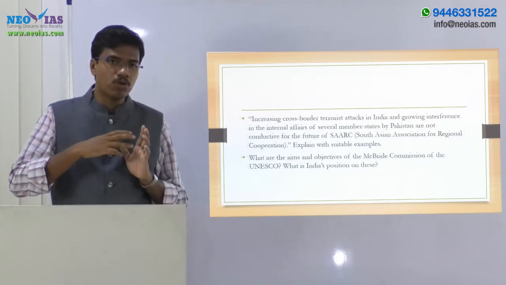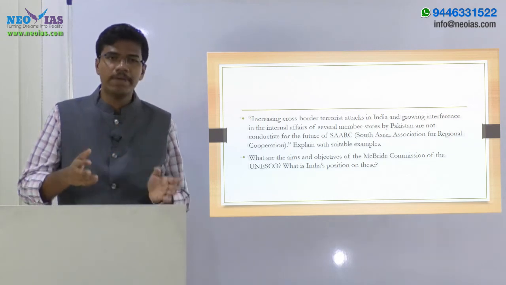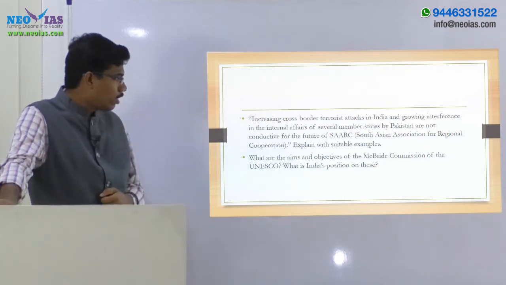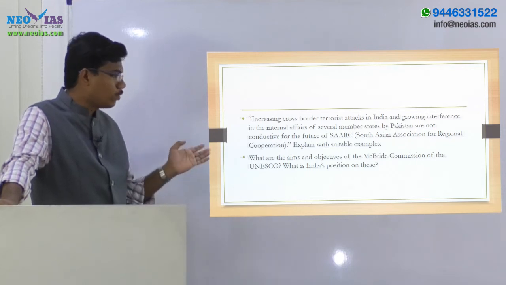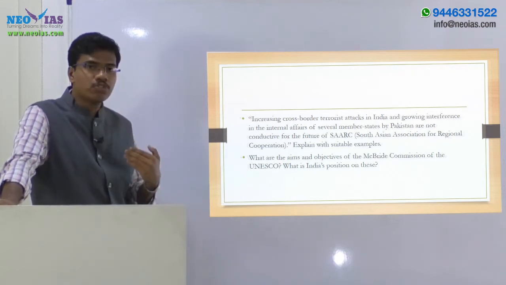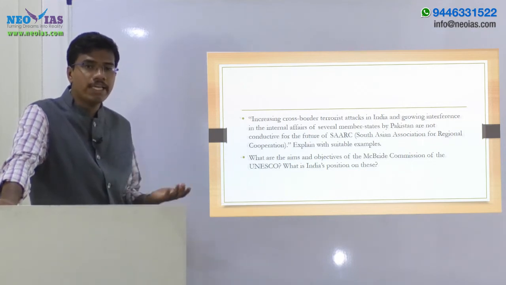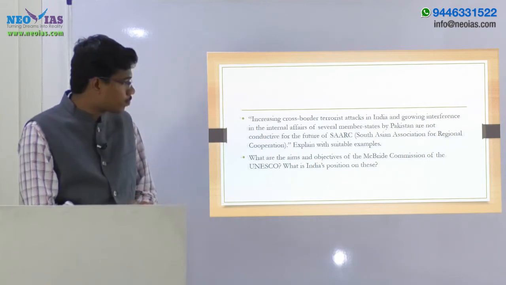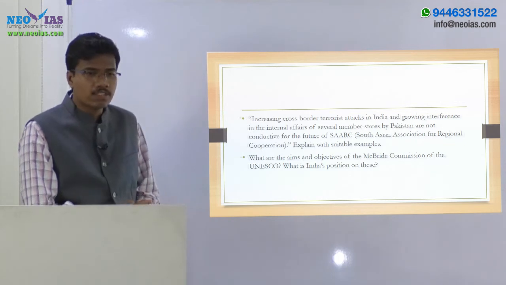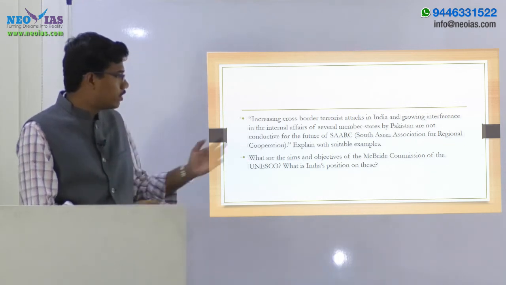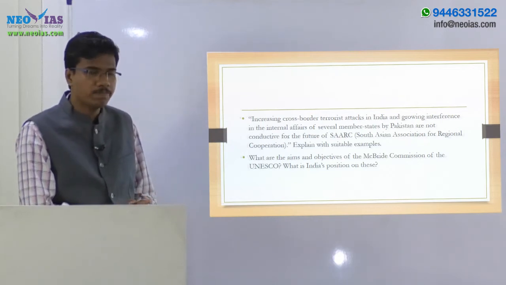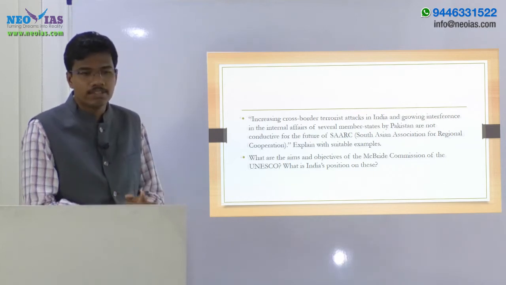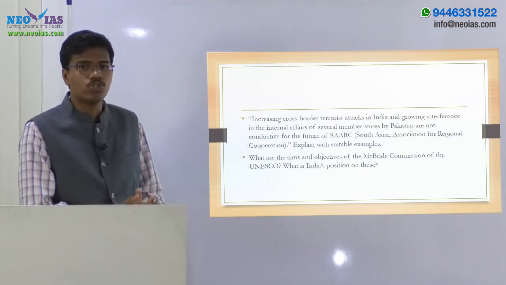So again, you need to have an idea about these sort of official statements that are being made by the MEA spokespersons. Again, you can get these sort of questions. Then, what are the aims and objectives of the McBride Commission of the UNESCO? Again, one of the key aims of UNESCO is democratization of the communication channels. And that is where the significance of the McBride Commission lies. And UPSC asked us a question in 2016 regarding the McBride Commission and what is India's position on the McBride Commission. So again, you need to study about various agencies of the United Nations as well as major important international institutions.